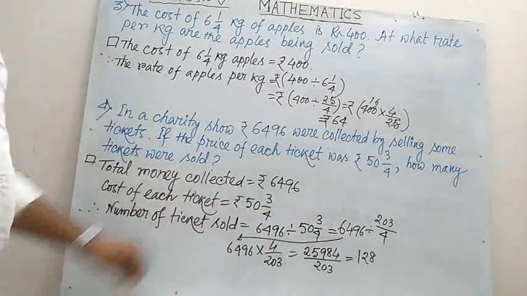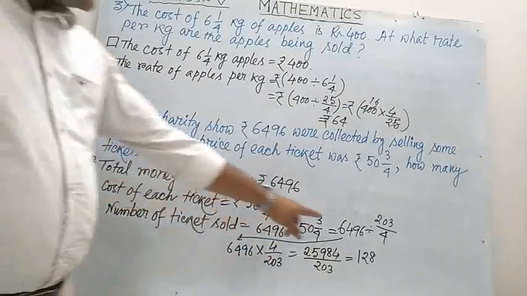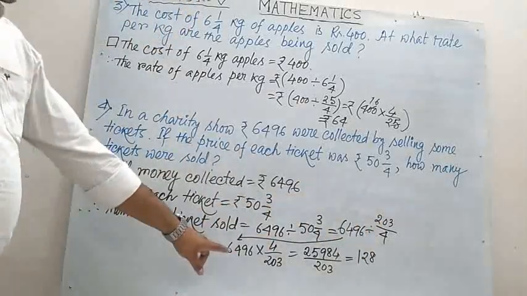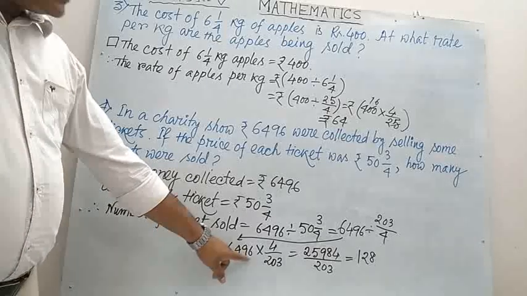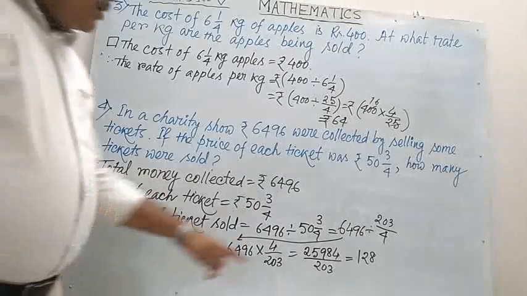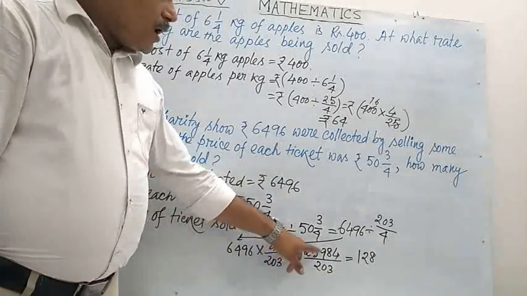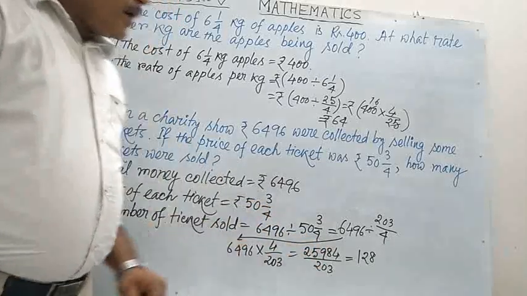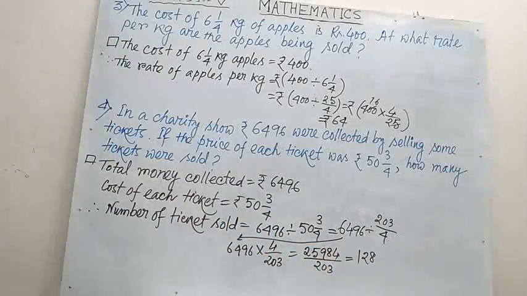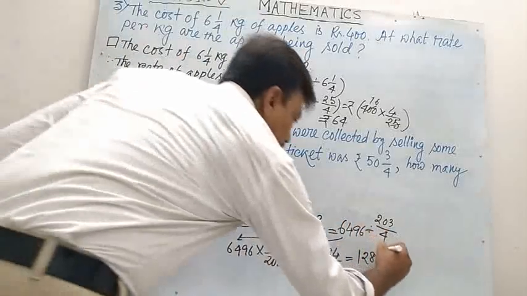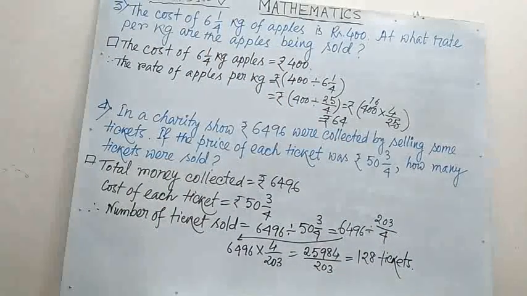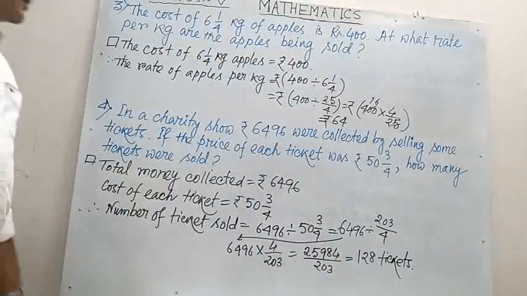6496 divided by 50 whole 3 by 4, that is 6496 divided by 203 by 4, that is 6496 multiplied by 4 by 203. Reciprocal. So 25,984 divided by 203, and by dividing you will get 128. You will get 128 tickets. So this is the answer.